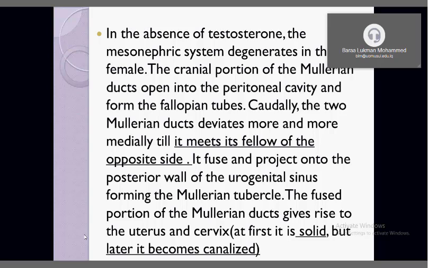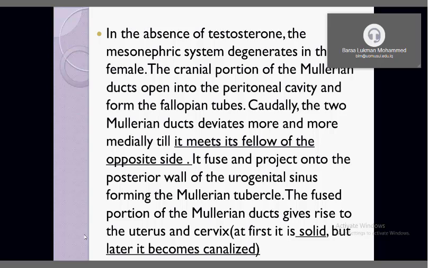In the female, there is no testis, there is no Mullerian inhibitory factor, and there is no testosterone. As there is no testosterone, the mesonephric duct degenerates. No testosterone, no Wolffian duct or mesonephric duct. On the other hand, there is no Mullerian inhibitory factor, so the Mullerian duct continues to proliferate.